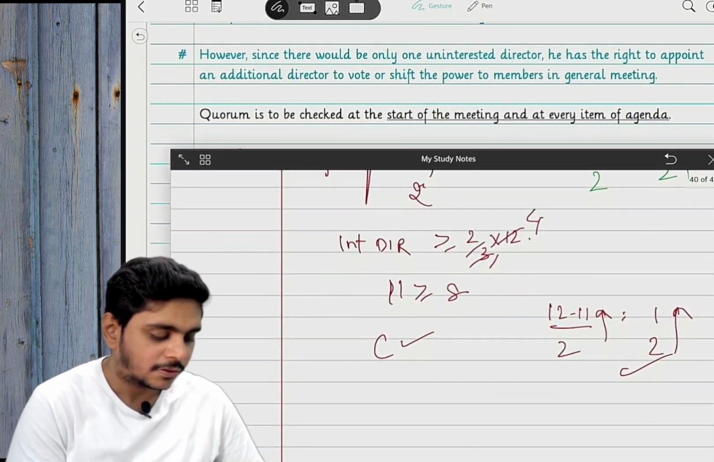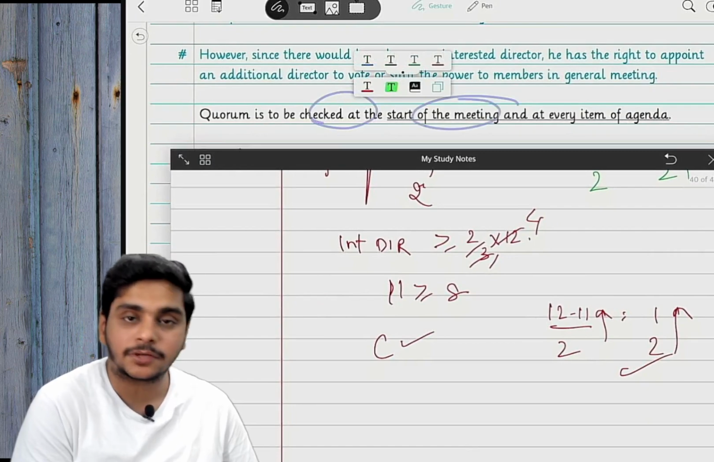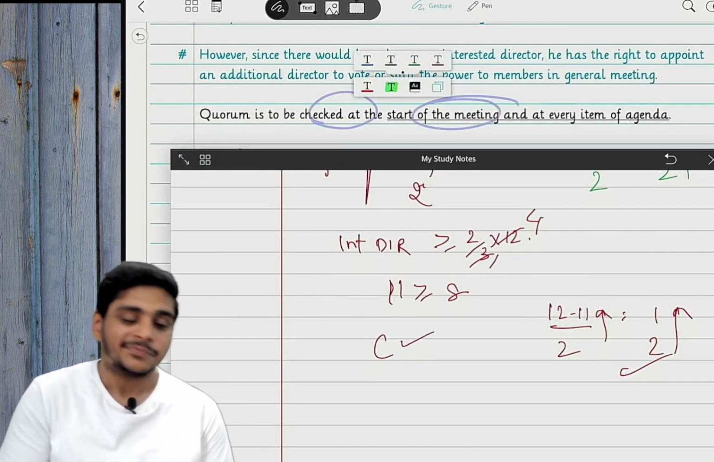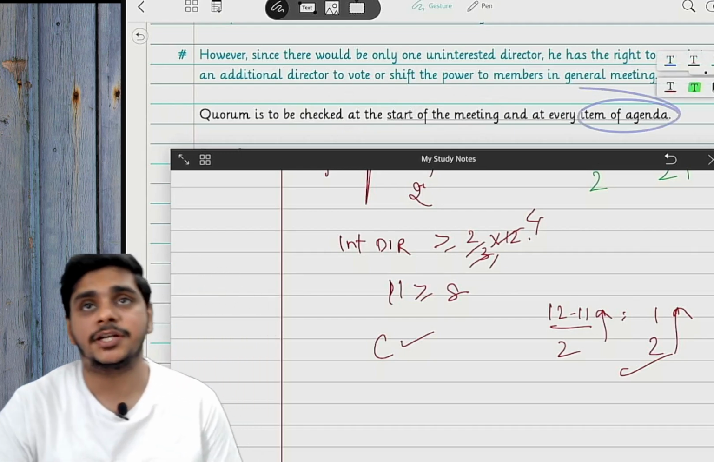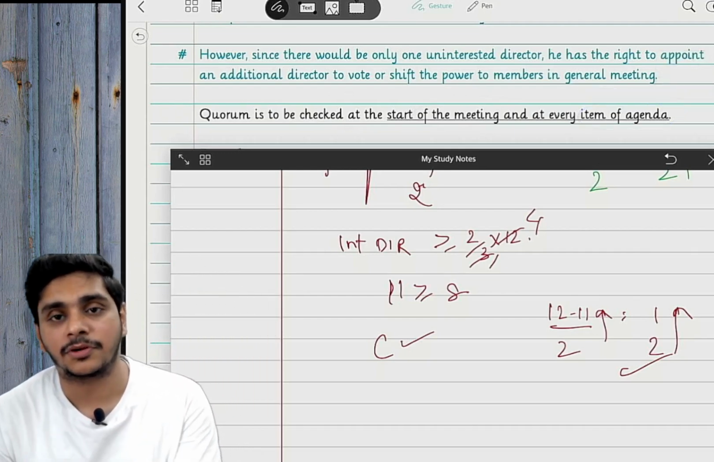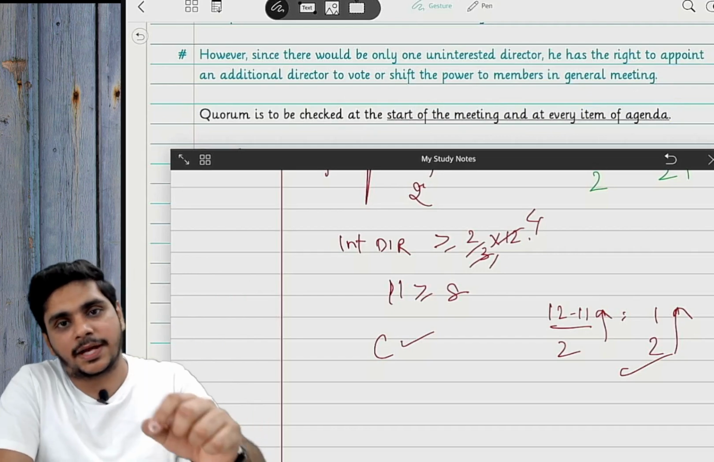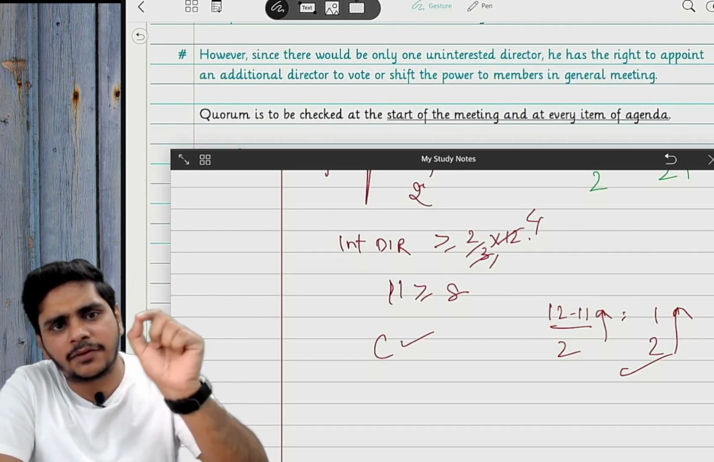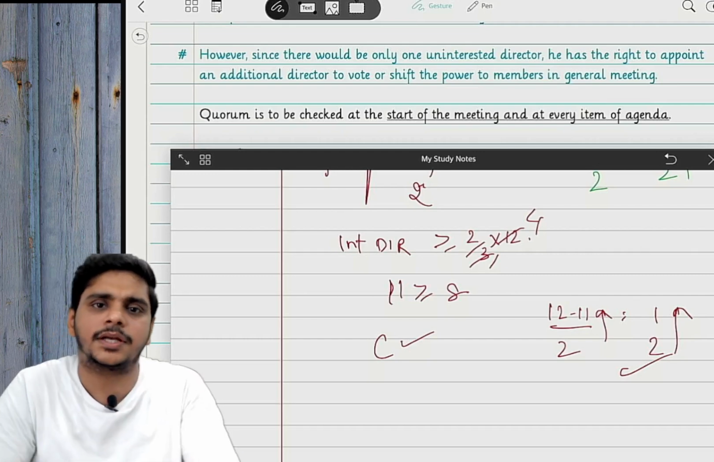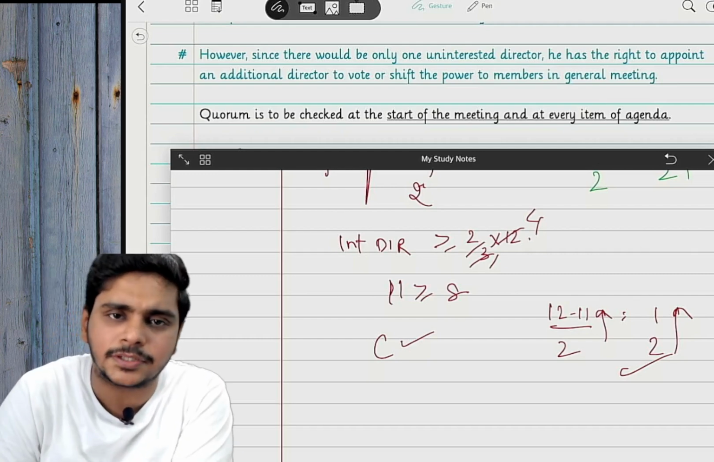Law says quorum is to be checked at the start of the meeting, and at every item of agenda. Agenda basically means the decision the company is going to take. So quorum is to be checked at the start of the meeting and at every item of agenda.